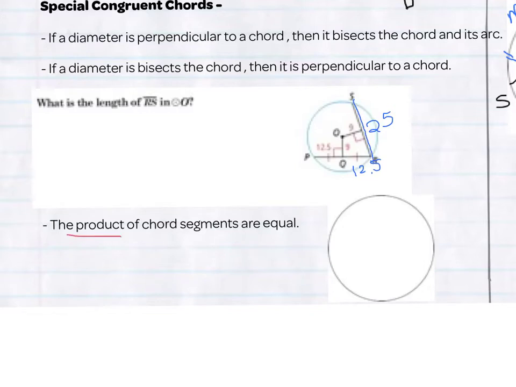The next thing we want to think about is product. The product of chord segments are equal. Product, you're thinking product, here it comes. The chord segments would be, if you look at one chord, here AC and DB. So what I want to do is take A times C and multiply them together, that's going to be equal to D times B.